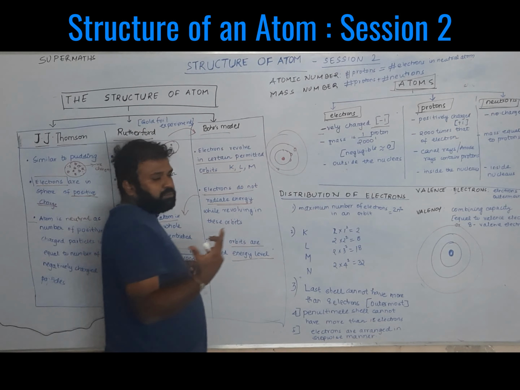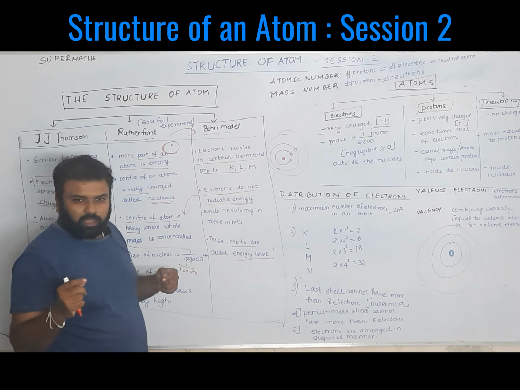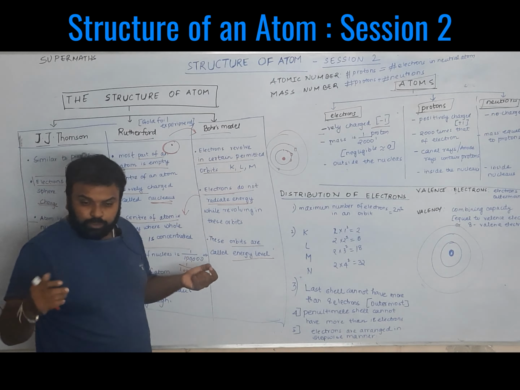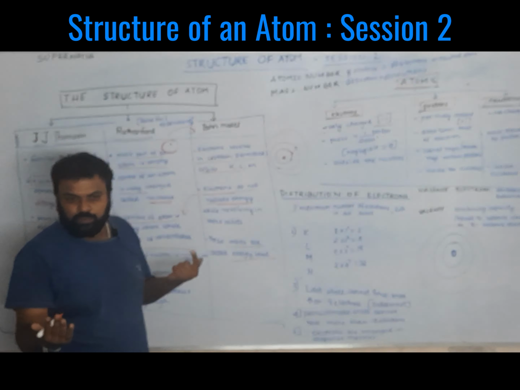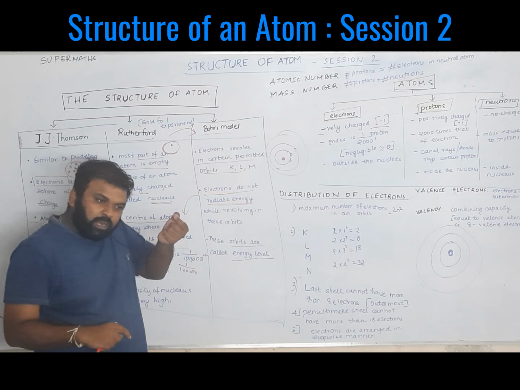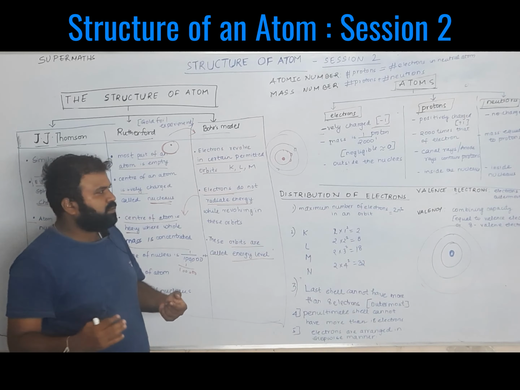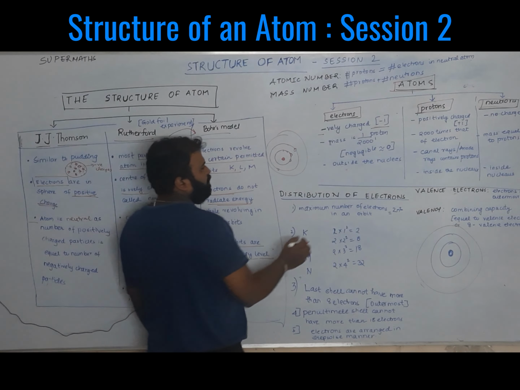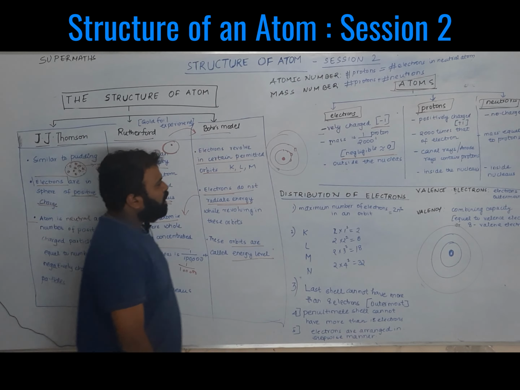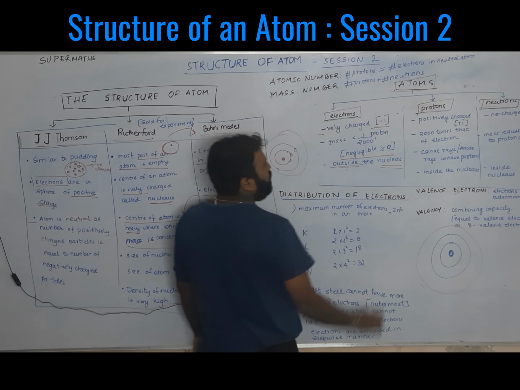Mass is very negligible. It's like 1 over 2000 the mass of a proton. Like if you take one proton to be as heavy as a 2 kg block, the electron will be 1 gram itself. Okay, 1 gram. So that's so less. You can consider that the mass of electron is approximately equal to 0. And electrons, they stay outside the nucleus.